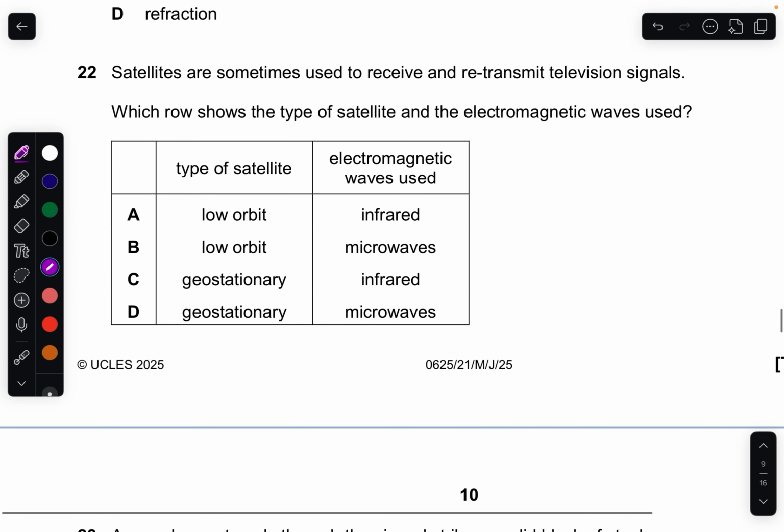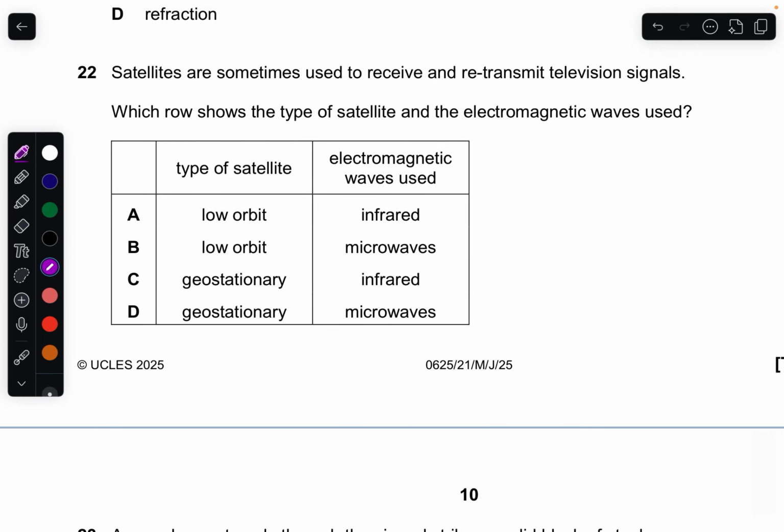In question 20, satellites are sometimes used to receive and retransmit television signals. Which row shows the type of satellite and the electromagnetic wave used? Okay, for transmitting the television signals, for broadcasting, you need a satellite that is stationary with respect to the earth. So you have to choose between C and D, and the best frequency range is microwave, so it is option D.